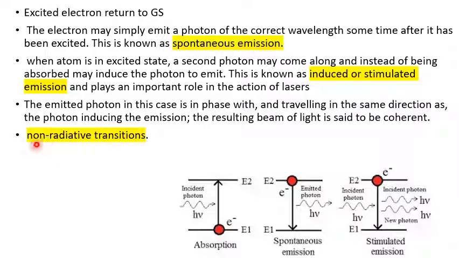And there is another possibility. When the excited electron returns to the ground state, spontaneous emission may take place, induced or stimulated emission may take place, and non-radiative transition can also take place. The electron will simply come to the ground state and the energy will be wasted in collisions, or it may be wasted as heat. This is called non-radiative transition. No photon will be emitted.